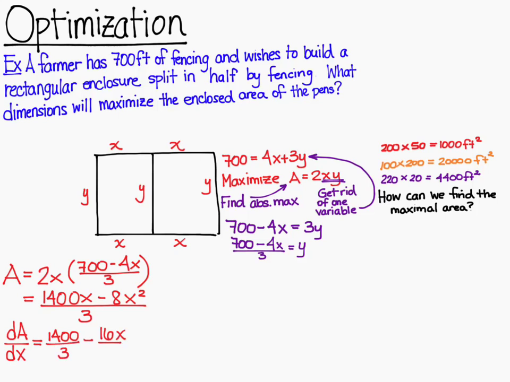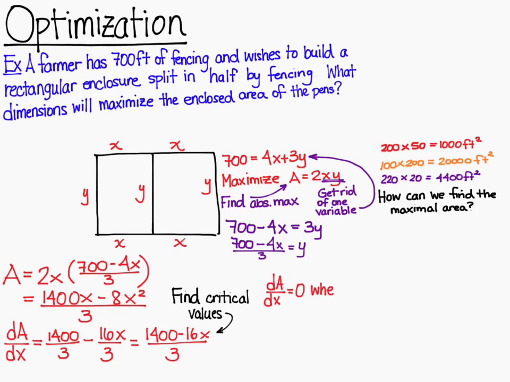Now I can take the derivative because the area is written entirely in terms of one variable. So I get 1400 over 3 minus 16x over 3, which is the same thing as saying (1400 minus 16x) over 3. Now we want to find the critical values. So when I do that, I see that it's equal to 0 when 1400 minus 16x equals 0, or in other words, when x is 87.5 feet. And notice that it will always exist.